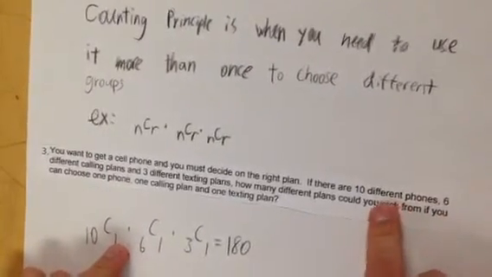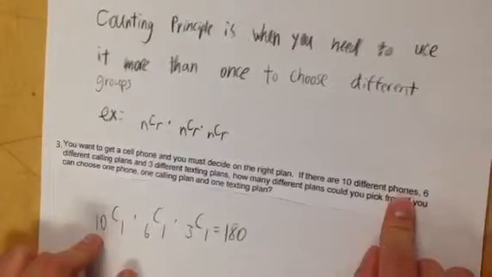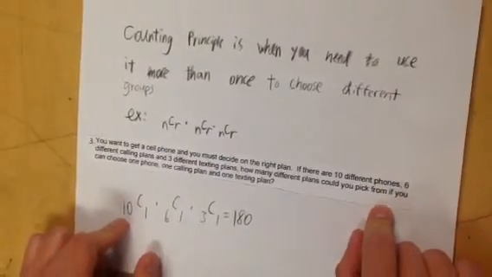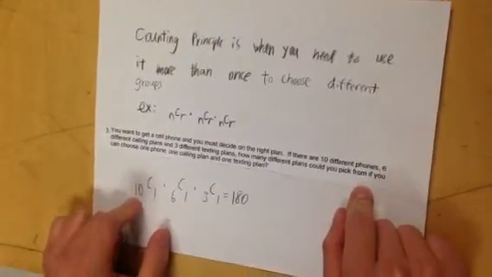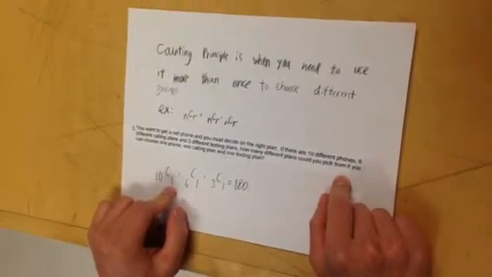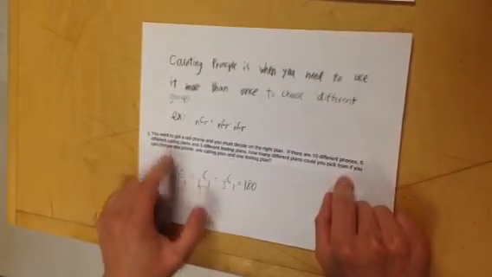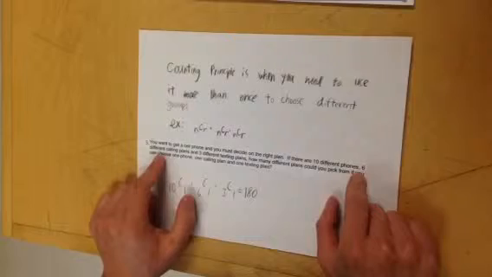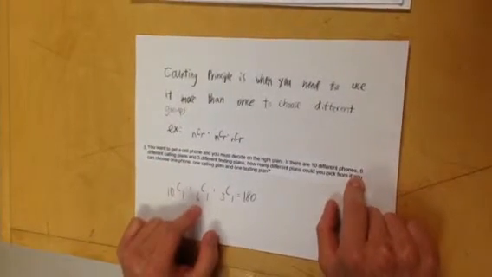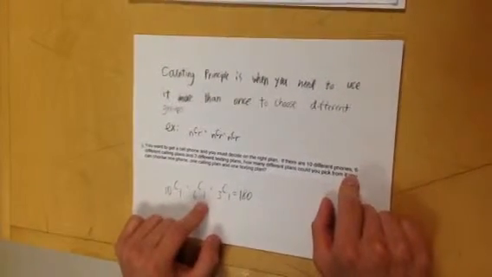For the first group, there's 10 different phones, so 10 is your N, which is your overall sample size, and you can only choose 1, so 1 is your R. And then you multiply the second group, which is the 6 different calling plans. 6 is your N, and you can only choose 1, so 1 is your R.